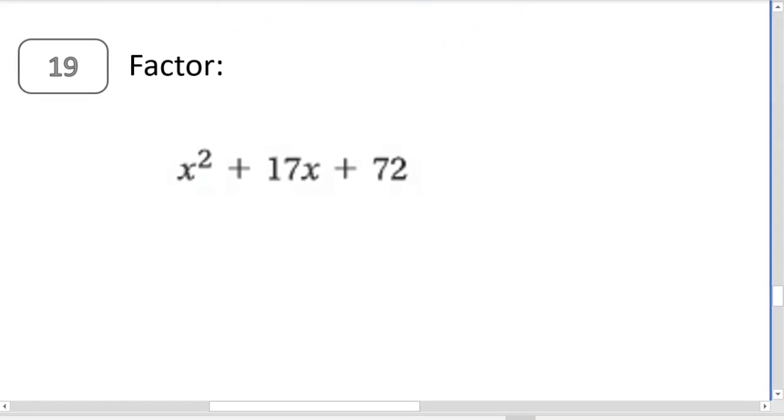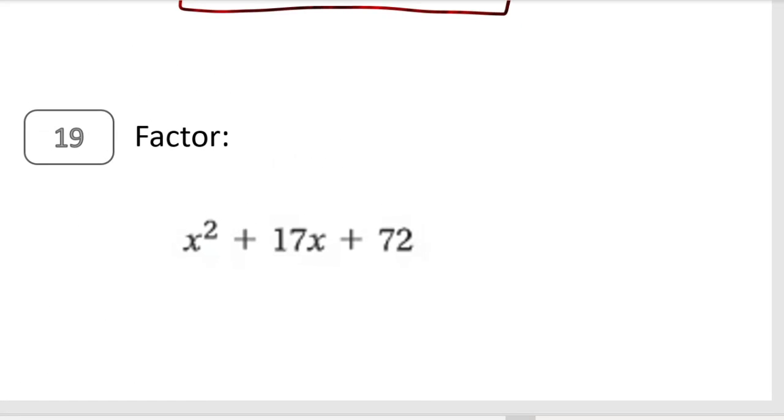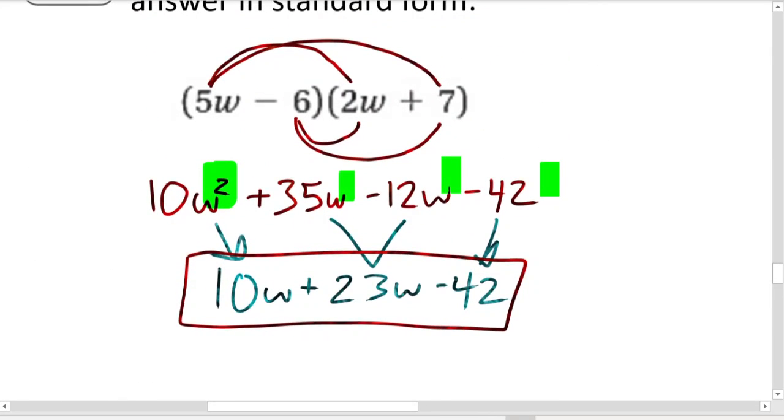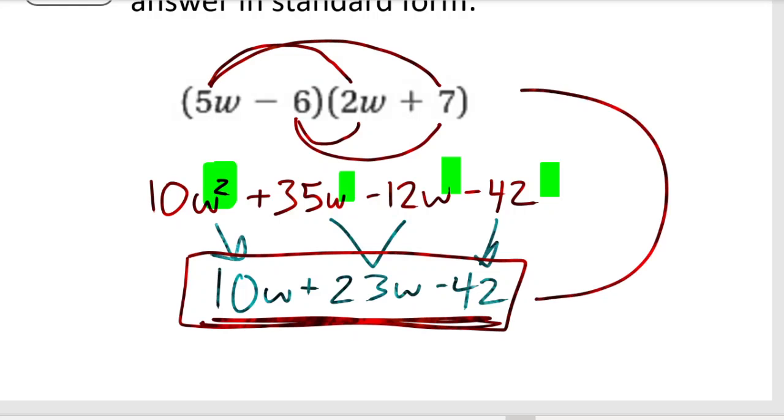Alright, so factoring is the opposite of FOILing or distributing. So we start with a problem that looks like this, and we want to turn it into an answer that's going to look like two sets of parentheses with two terms in each one.